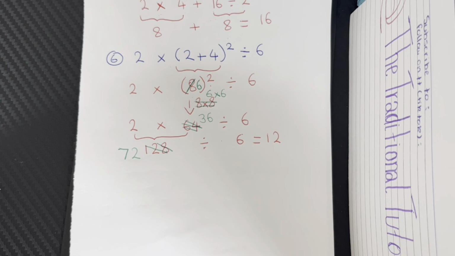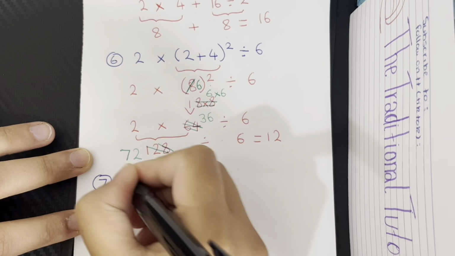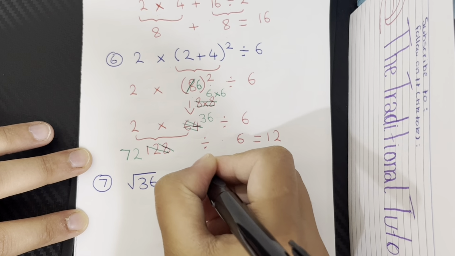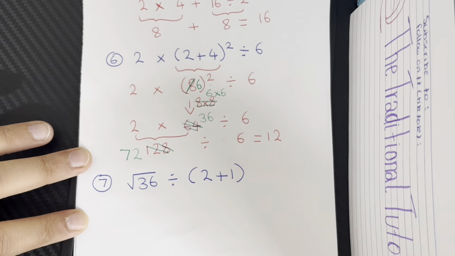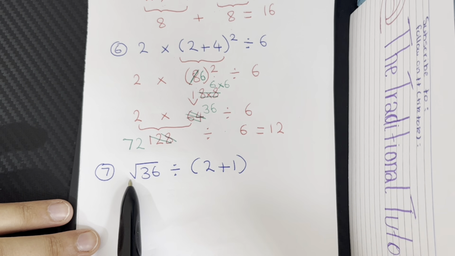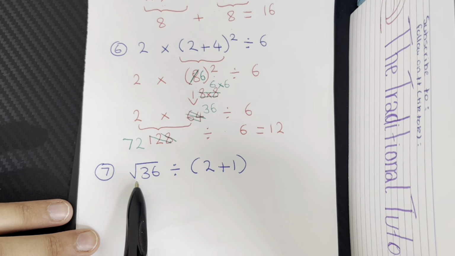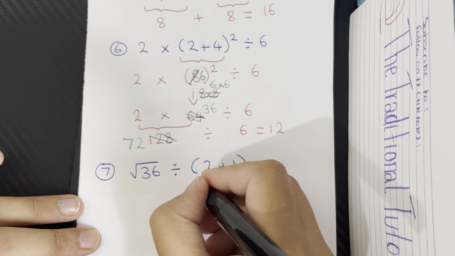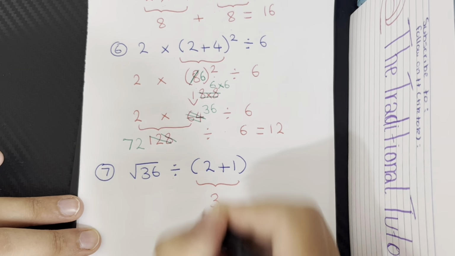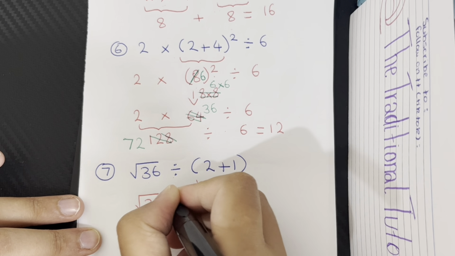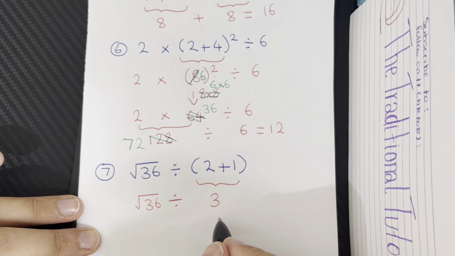So we've got example 7, okay, which is square root of 36 divided by 2 plus 1. Okay, so like I mentioned before, indices can also be including square roots. Okay, so we've got an example here. We've got square root, we've got division, and we've got brackets as well. Okay, so according to BIDMAS, we're going to be doing our brackets first. So 2 plus 1, which gives us 3, divided by the square root of 36. Okay, or the square root of 36 divided by 3.